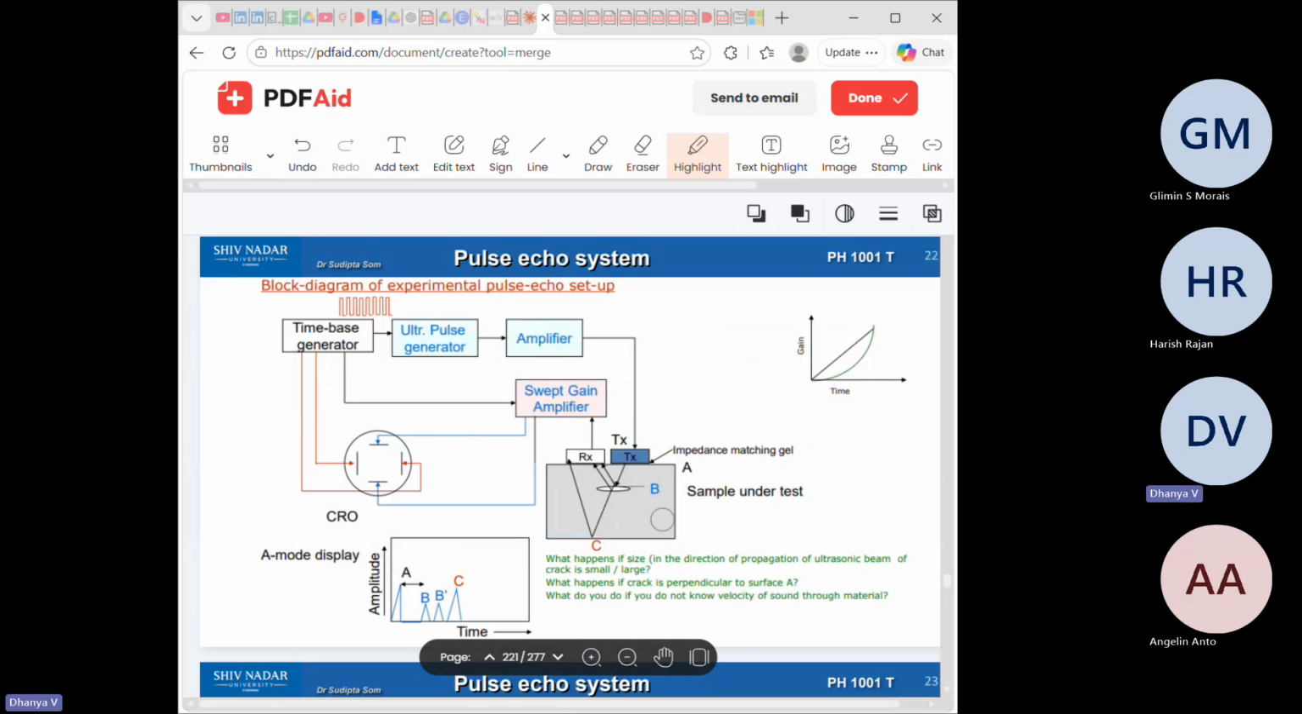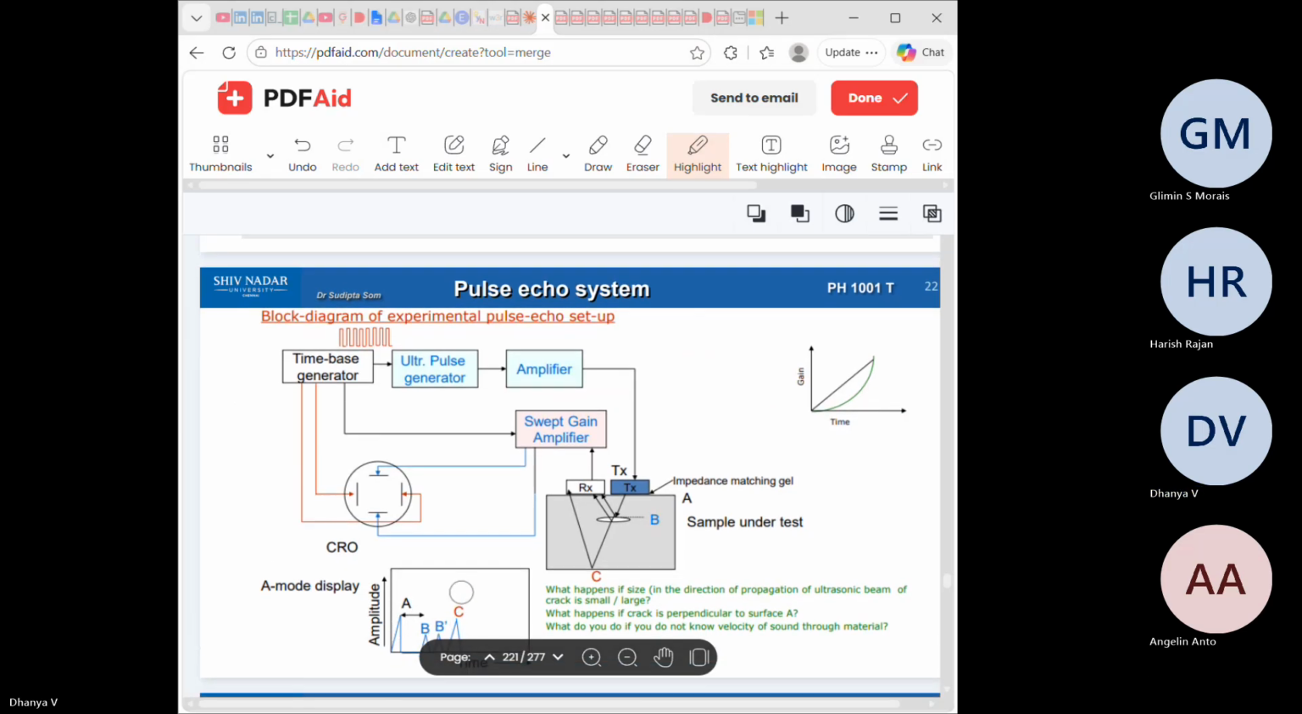First we will see what the diagram is. This is your A mode scan. What does an A mode scan essentially tell? It's the amplitude with respect to time. The more it is, the more amplitude there is. So A, B, B dash and C. Then this is your receiver and your transmitter. You transmit as you see the crack. So this B is a crack.